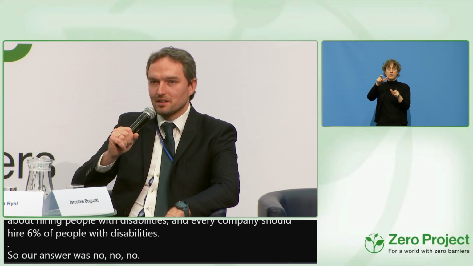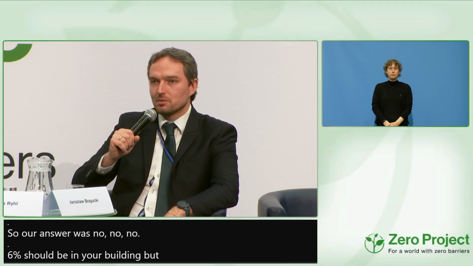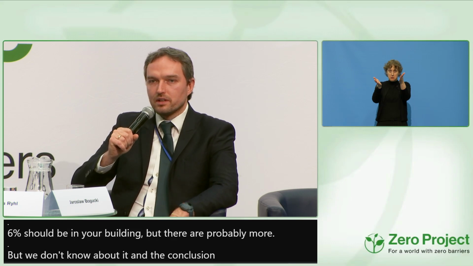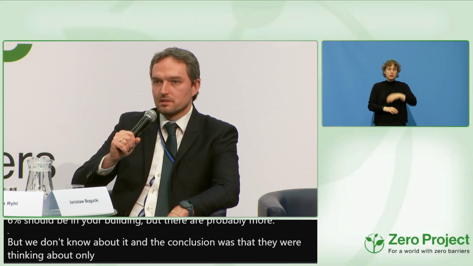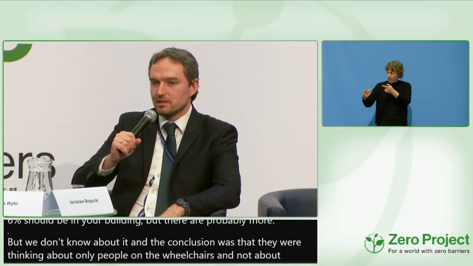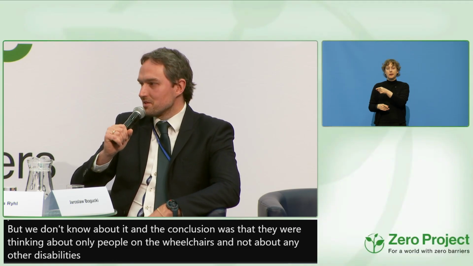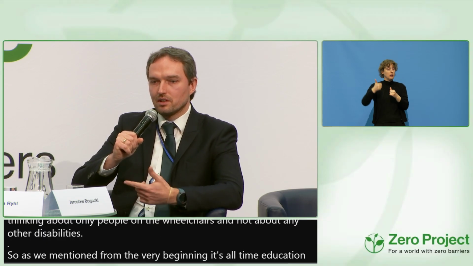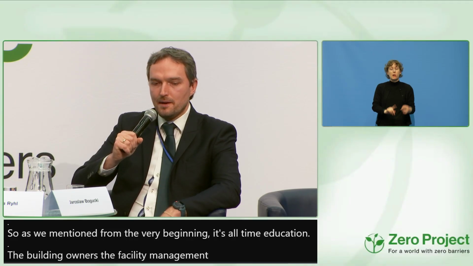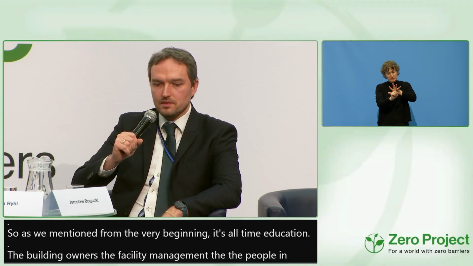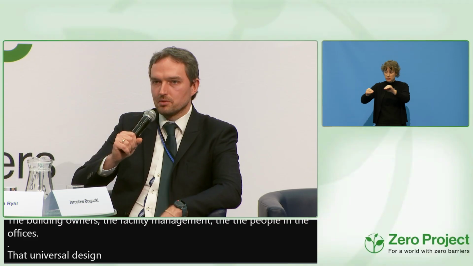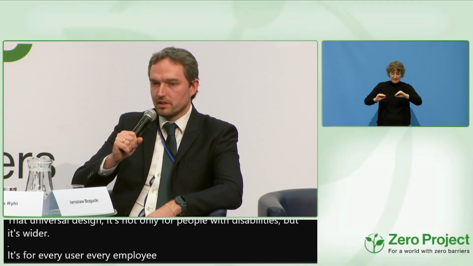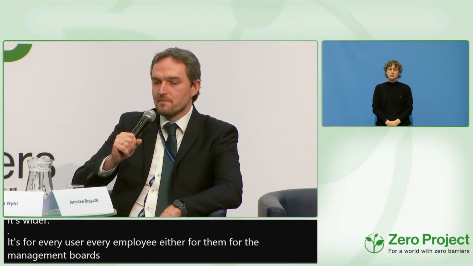6% should be in your building, but there are probably more, but we don't know about it. And the conclusion was that they were thinking about only people on wheelchairs, and not about any other disabilities. So, as we mentioned from the very beginning, it's all-time education. The building owners, the facility management, the people in the offices, that universal design is not only for people with disabilities, but it's wider, it's for every user, every employee, either for them, for the management boards, etc.